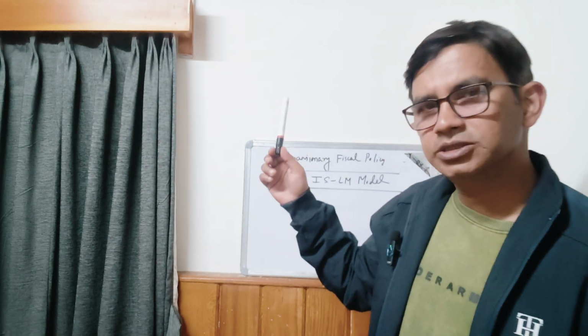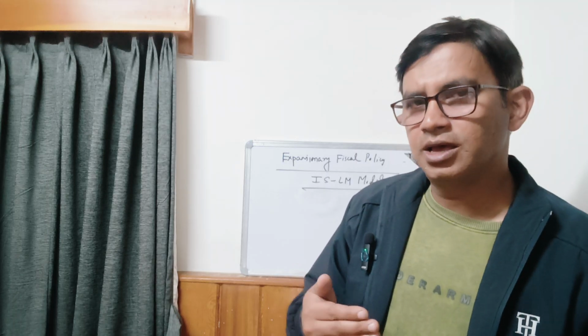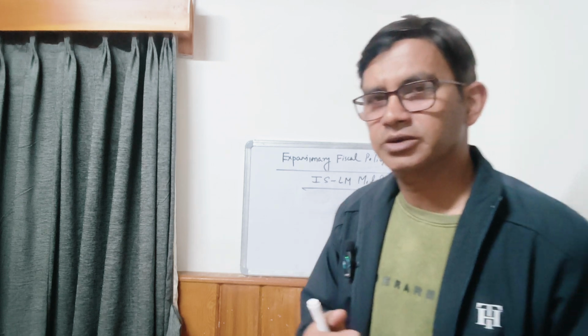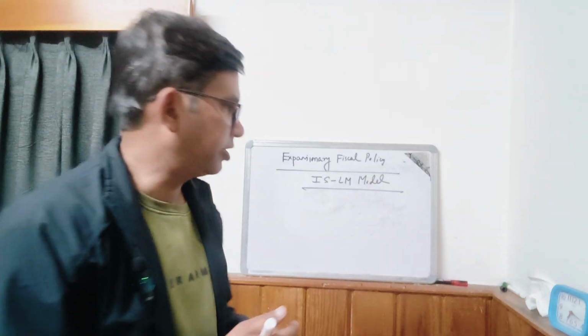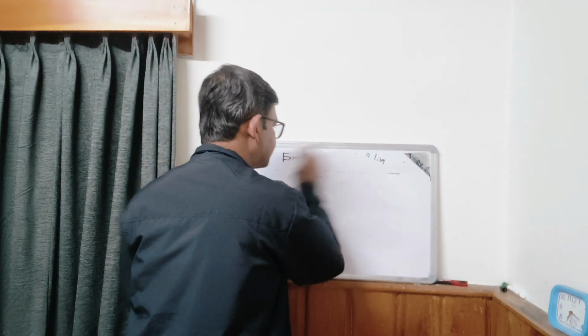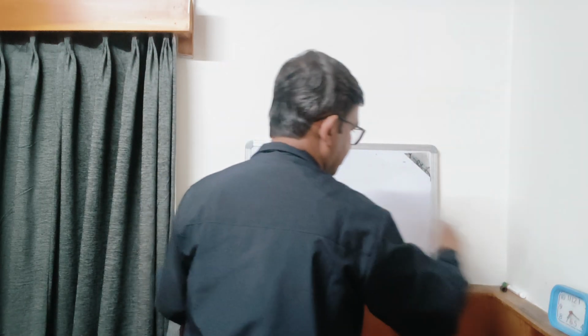Now we'll start with the IS-LM model. First, let us discuss it intuitively, then we'll prove it graphically, and finally we'll go to the mathematical part of it. Let us start from a situation where there is simultaneous equilibrium in the commodity and money market, which is represented by the intersection of the IS and LM curves.